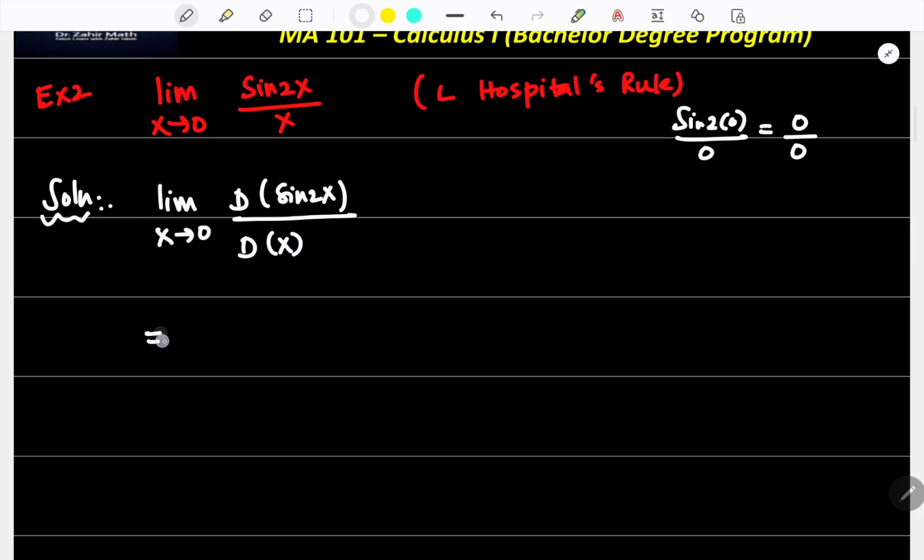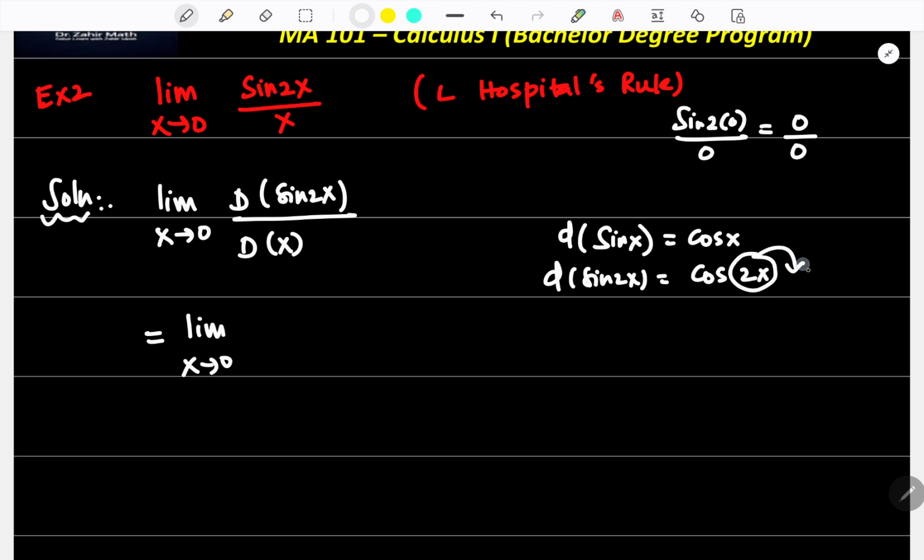So this equals limit x tends to 0, right? What is the differentiation of sine x? Differential of sine x is cosine x. What is the differential of sine 2x? Which is cosine 2x, and derivative of 2x is what? 2. So this is cosine 2x. 2x is an angle, keep in your mind. 2x times 2. Don't multiply this 2 inside by 4x. No. Right? So over differential of x is what?